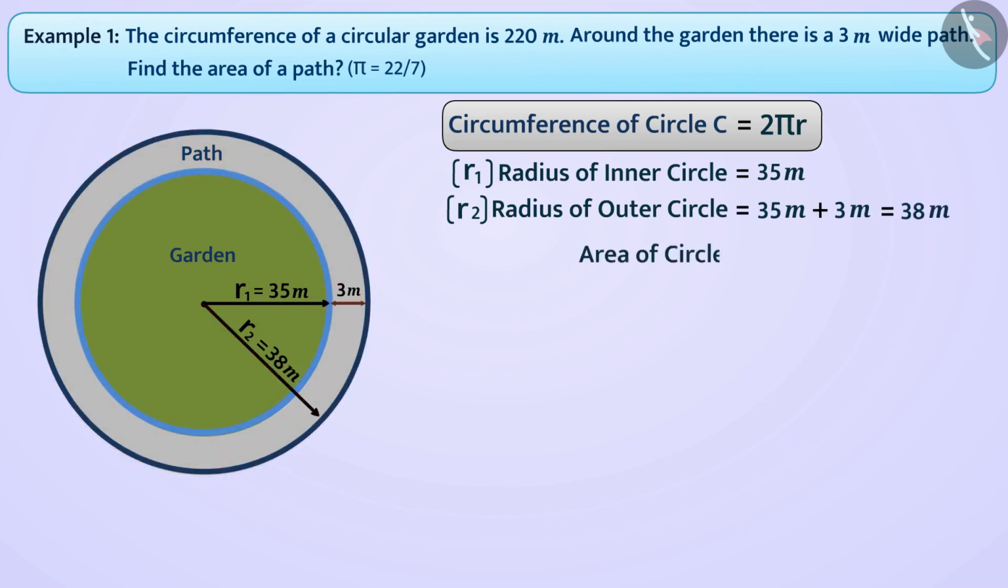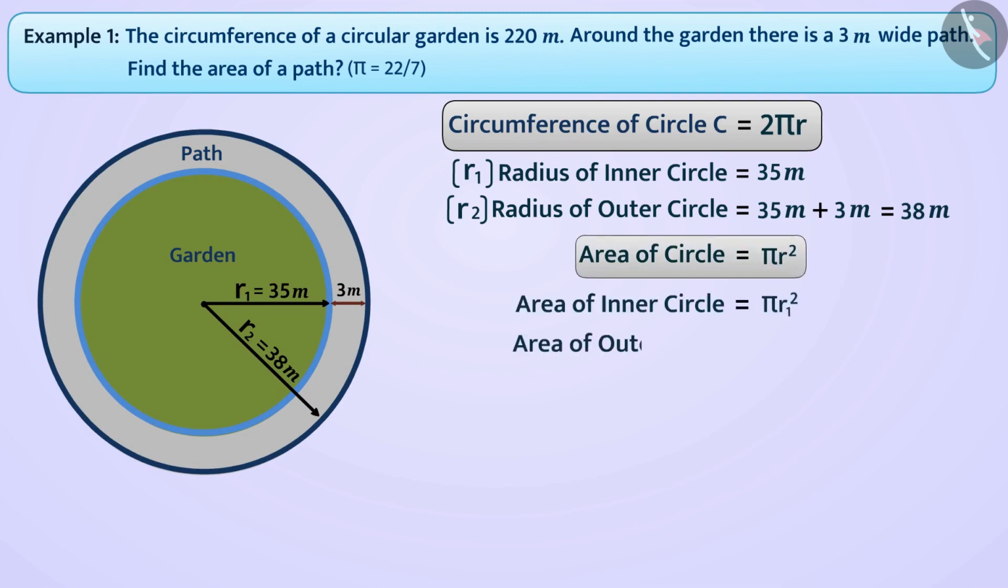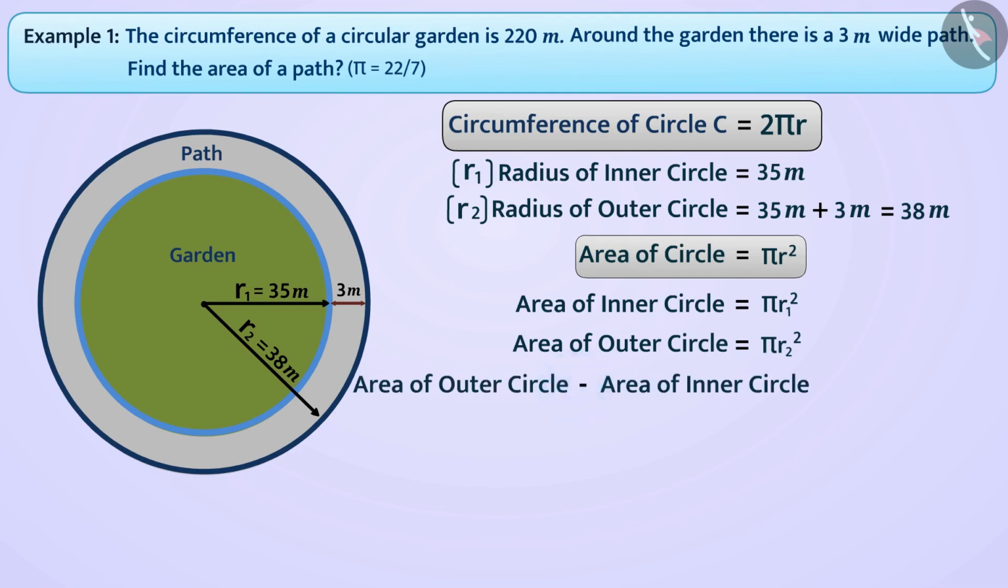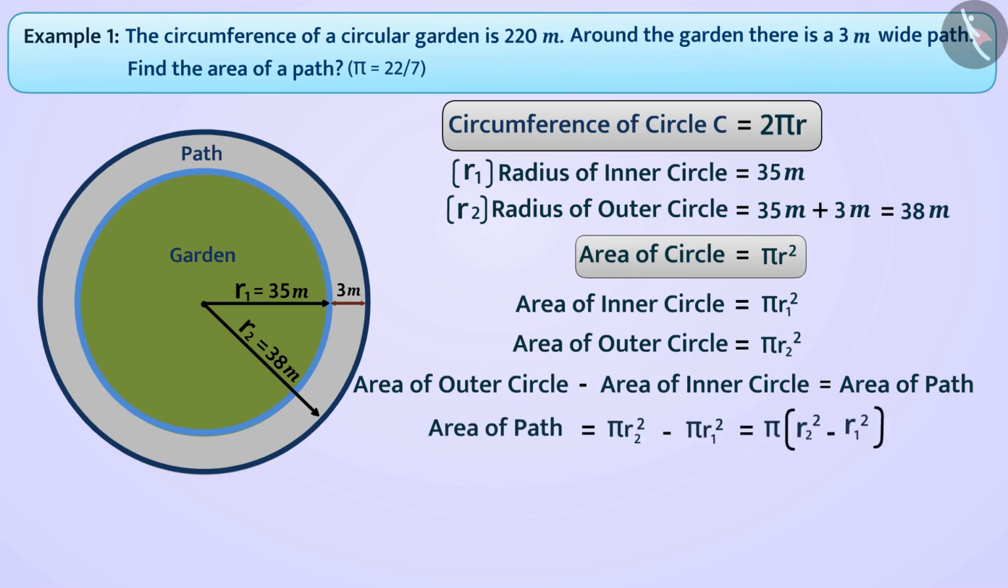Since the area of a circle is pi r square, therefore here the area of the inner circle will be pi r1 square and the area of the outer circle will be pi r2 square. If we subtract the area of the inner circle from the area of the outer circle, then we will get the area of the desired path. That is, area of path will be pi r2 square minus pi r1 square. Here we can take pi as common.